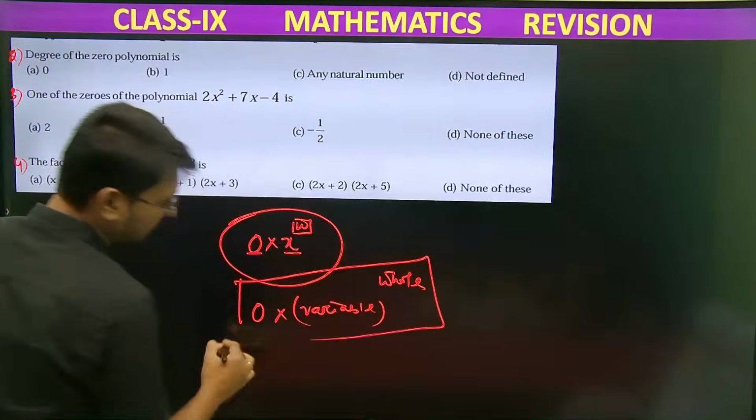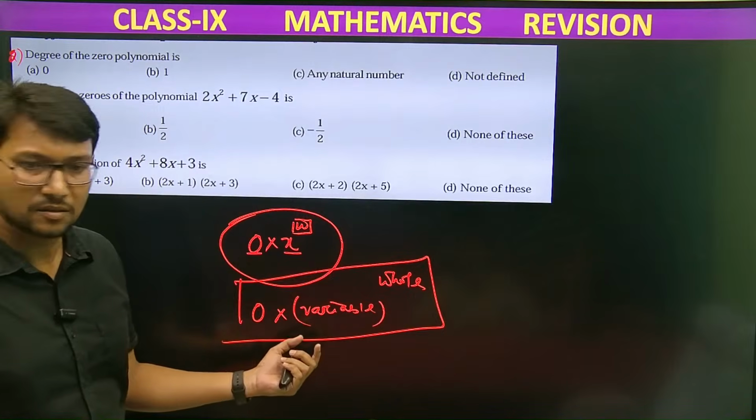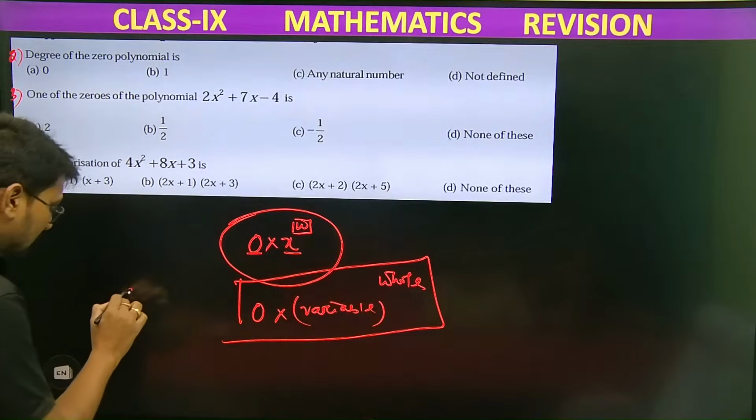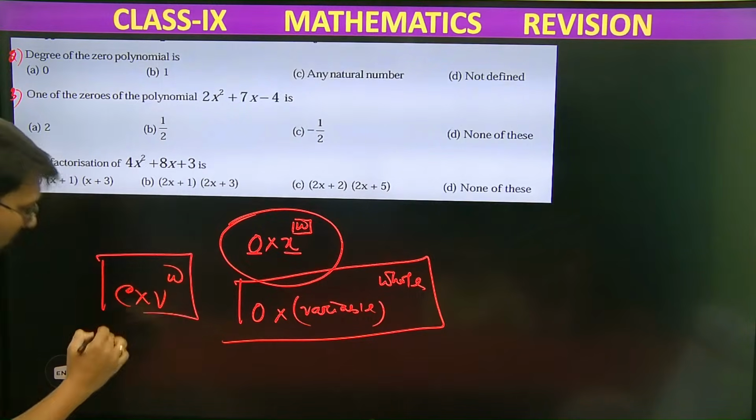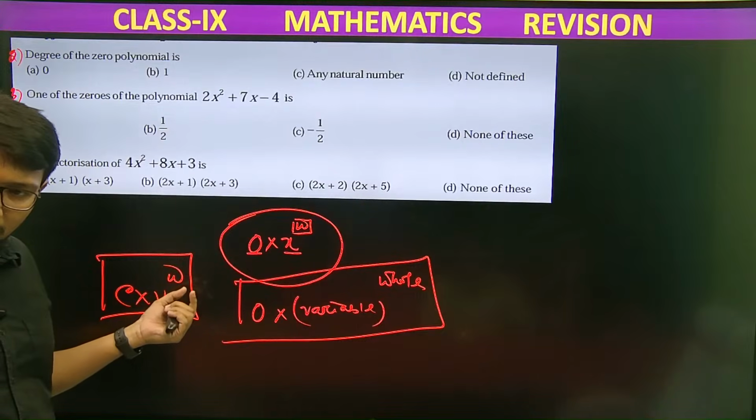First tell me, is it a polynomial? And what is the form of a polynomial? Constant into variable to the power whole number. This is the form of a polynomial: constant and variable to the power whole number.